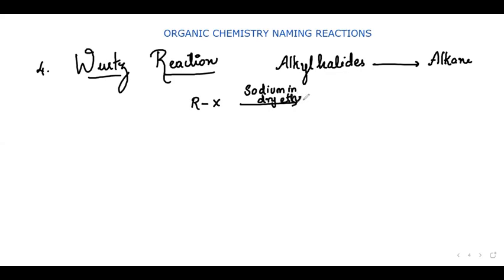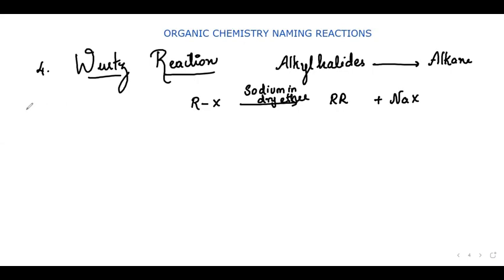Why should we take dry ether? Why don't we take water here? Because sodium is a highly reactive element, so it will react with water and you'll get sodium hydroxide. We need sodium only as a metal here. That's why we are taking dry ether. So I am getting R-R as the main product, along with that we will get sodium halide.